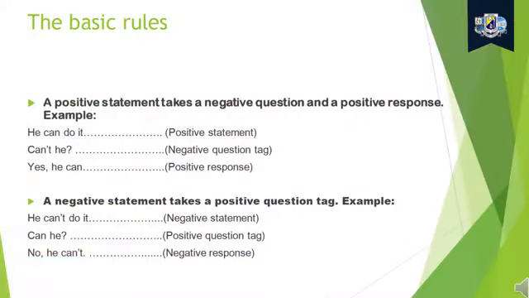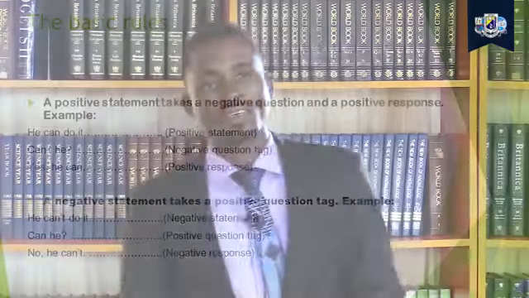There are certain rules that you need to pay attention to or to apply in order to be able to add question tags to your statements correctly. Number one is that a positive statement takes a negative question tag and a positive response as well. For example, he can do it. That is a positive statement. Can't he? That is a negative question tag. Yes, he can. That is a positive response.